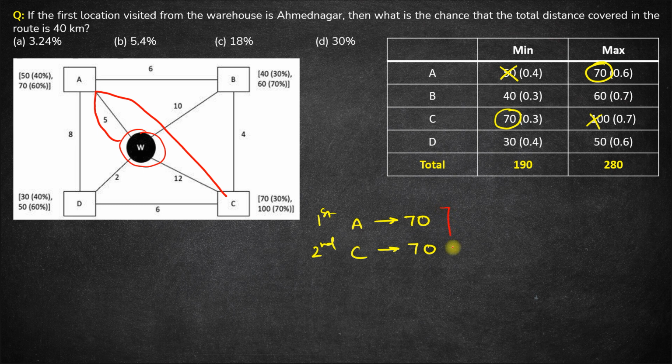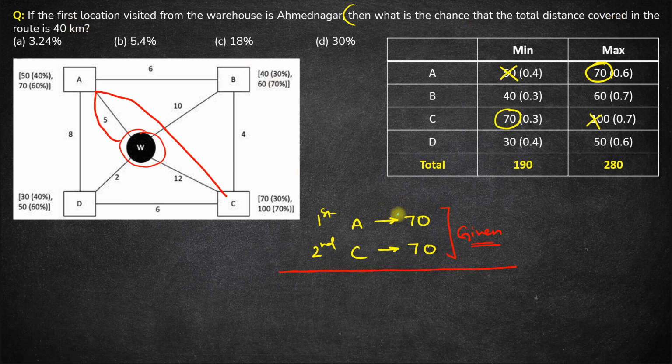Now this is given to us. So we don't have to consider the probability that A's demand is 60% probability and for C the probability is 30%. We don't have to consider this. This is already given. The probability that we need to calculate is now for this part. Then what is the chance that the total distance covered in the route is 40 kilometers?